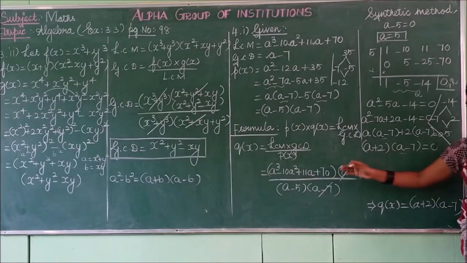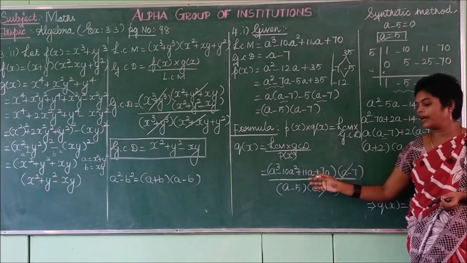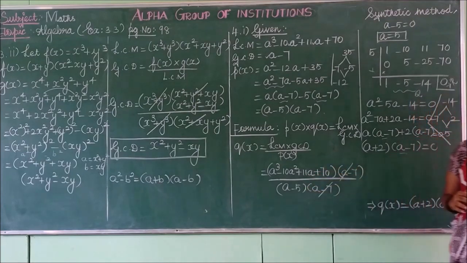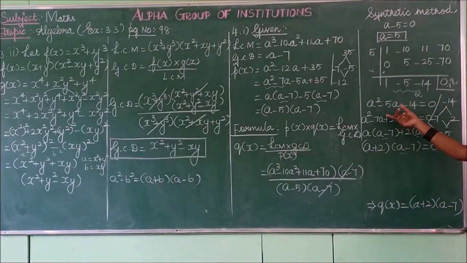So if you divide that a cube minus 10a squared plus 11a plus 70 by a minus 5, you get this value, and again if you factorize that, this is our final q of x. So our q of x is (a plus 2) into (a minus 7).